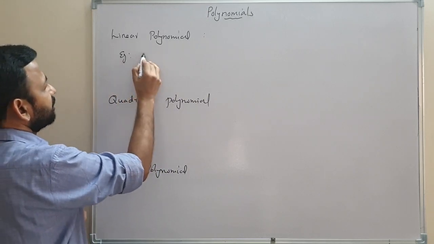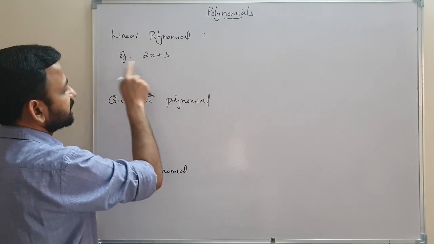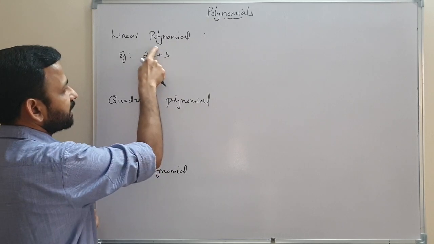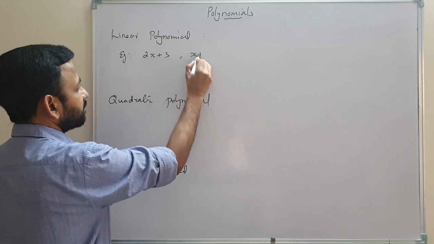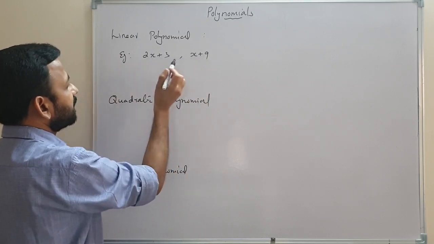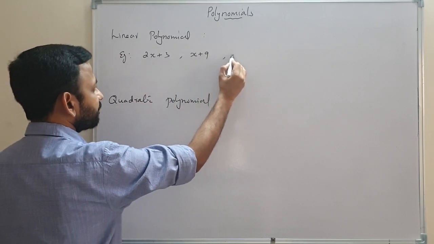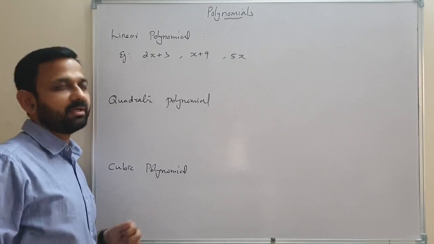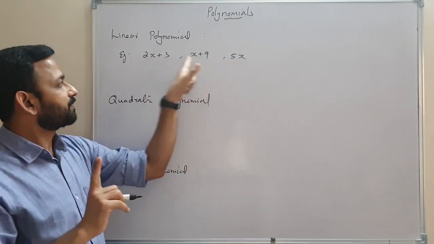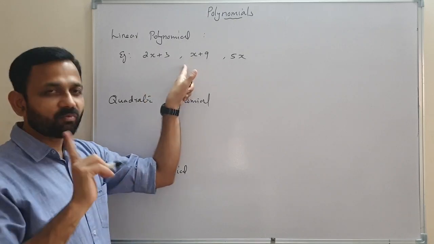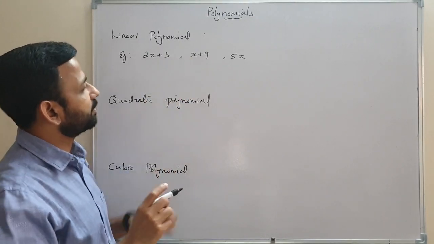Example for linear polynomial: 2x plus 3 is a linear polynomial. The degree of this polynomial is 1. x plus 9 is a linear polynomial. 5x is a linear polynomial. So the degree of the polynomial is 1. So it is a first degree polynomial in one variable. So that is a linear polynomial.